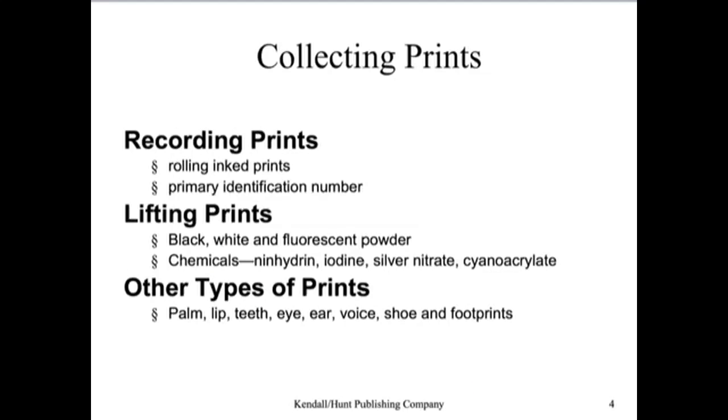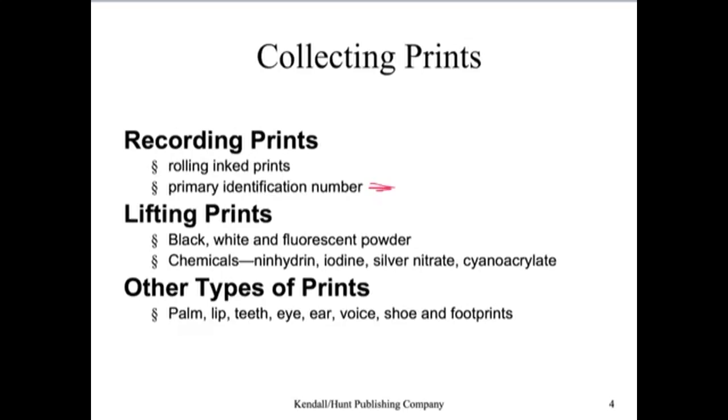Collecting prints. Couple ways to do it. We can record prints. This is also called inking prints. We're going to work on that first. It is rolling an inked print onto a piece of paper or an identification card, and then being able to calculate what's known as the primary identification number, which is a numerical value given to the general types of prints found on the hand.